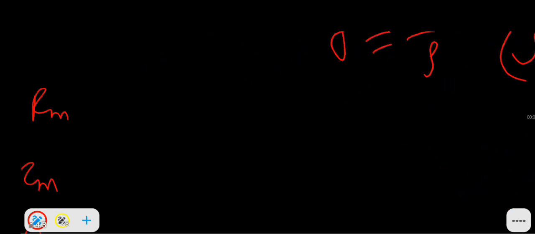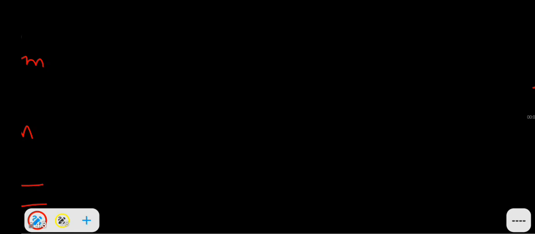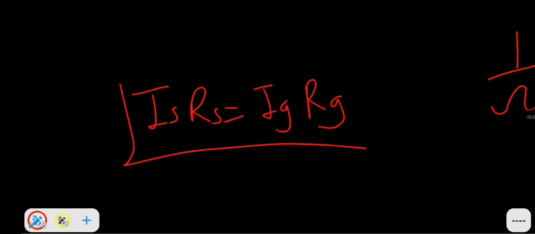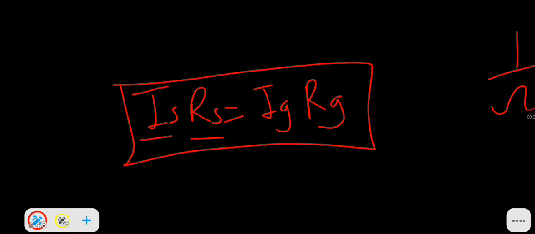Okay, with this on calculations, we'll move to conversion of galvanometer to ammeter. The formula for that one is IS RS equals IG RG. Just remember this formula. You'll be able to answer any question. So RS is the shunt resistance. IS is the current that is passing through that shunt resistance. IG is the current through the galvanometer. RG is the internal resistance of the galvanometer.